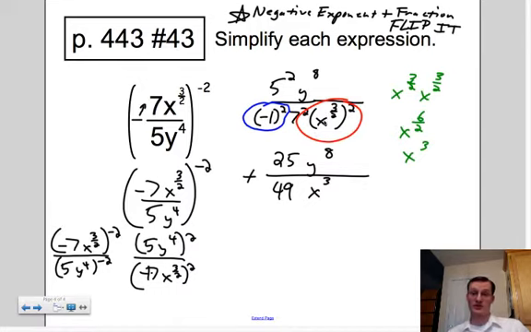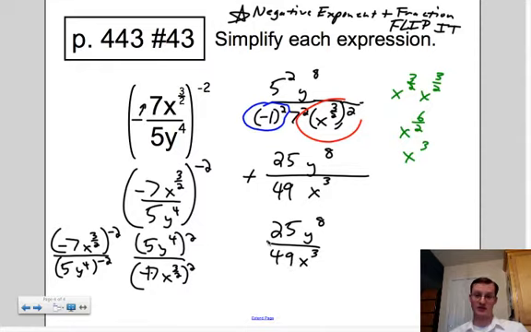The other way you could deal with that is just to multiply this through. When you multiply that out, divide by the denominator, multiply by the numerator. So 2 divided by 2 is 1, times 3 is 3. So that's a little simpler if you can remember that trick. And then that's pretty much it. 25, y to the eighth, 49, x to the third.